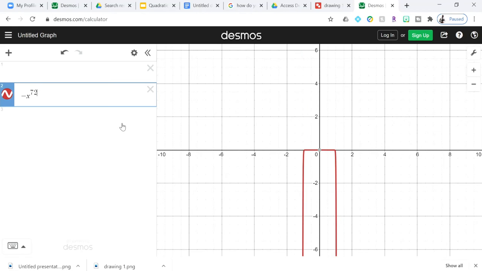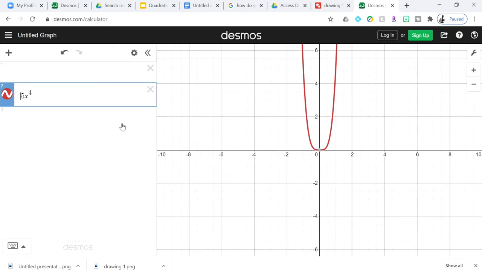Make it 72, right end goes down. Let's make it 6, right end goes down. 4, right end goes down. It doesn't matter what we raise it to. The right end goes down because of that negative out front. If I make it -5, right end still goes down.